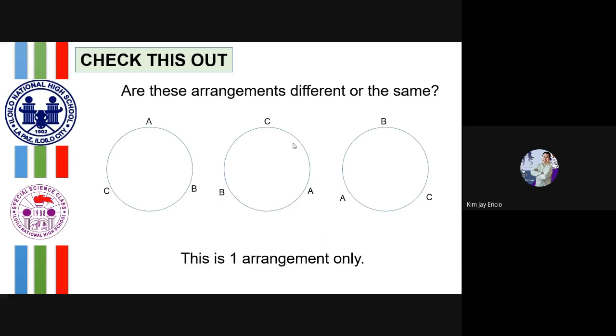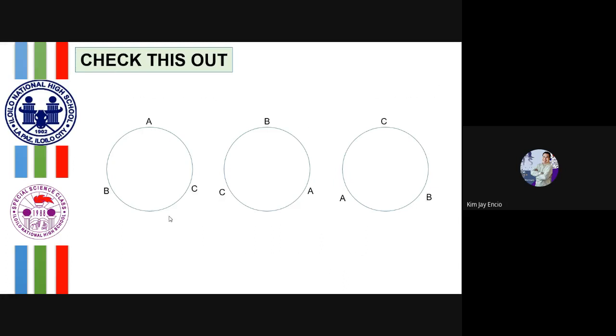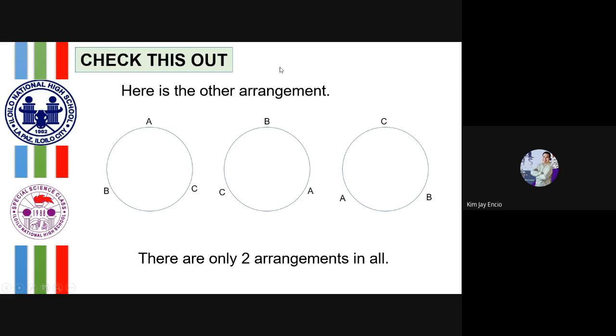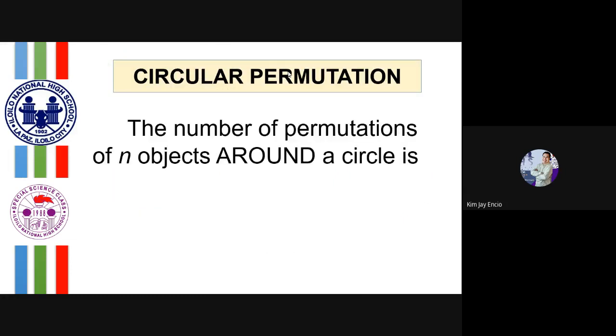And the order of elements with respect to the circle is constant. It's just that it was being rotated. The same thing, this is another arrangement, ACB, and it's rotated 120 degrees clockwise. By the way, you can also do it counterclockwise. Hence, there are only 2 arrangements all in all of A, B, C if you place them evenly around a circle. And hence, let me introduce to you the circular permutation formula.